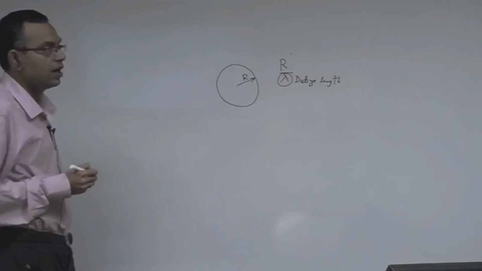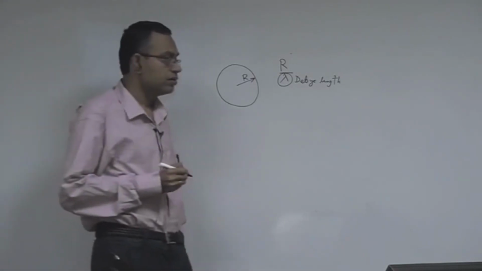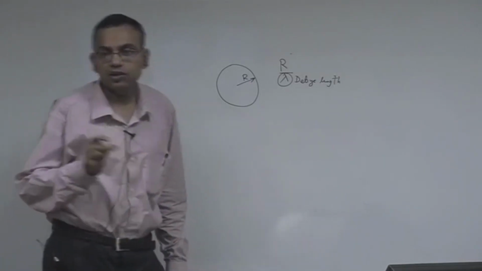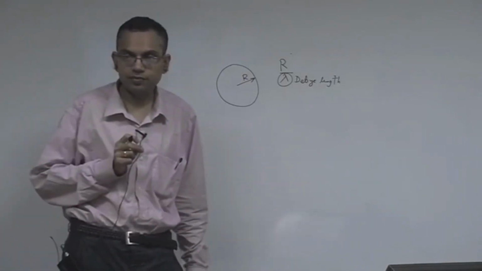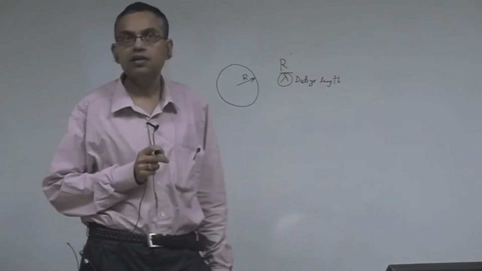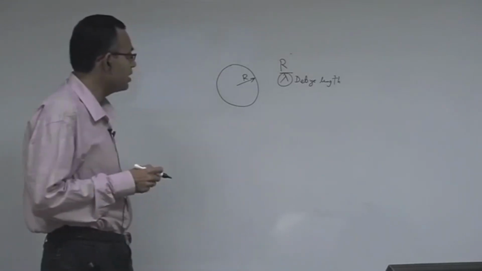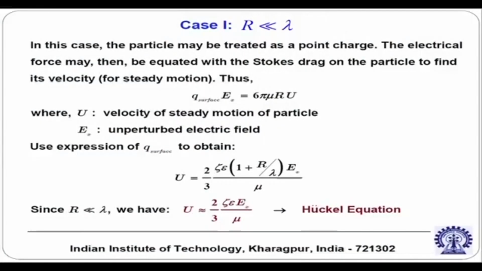Now, if r by lambda is small, what does that mean? That means that with respect to the characteristic double layer thickness, the particle is like a point mass, and that is the case that we have considered in the previous lecture. Now, we will quickly go to the slide and see what the consequence was.